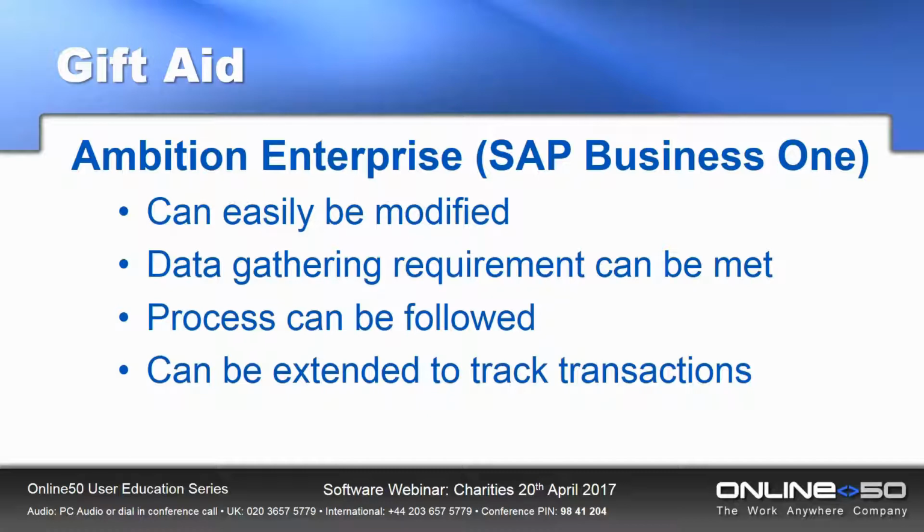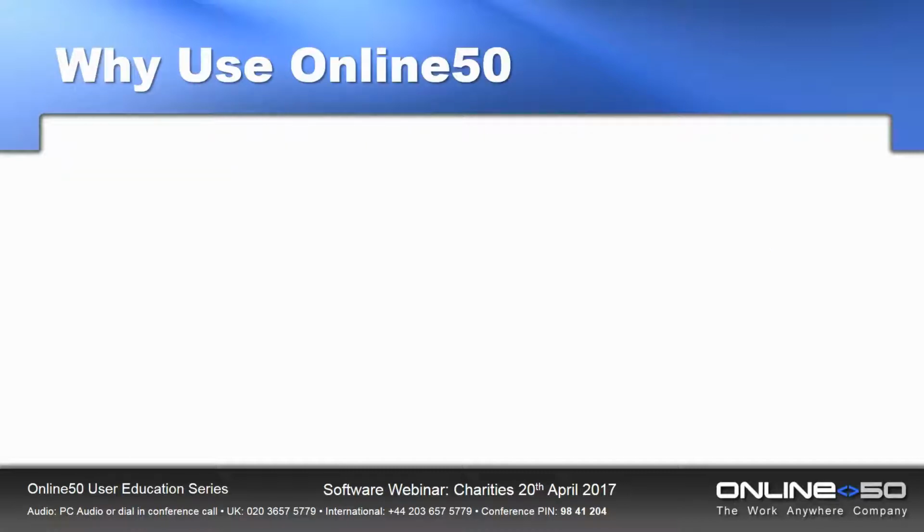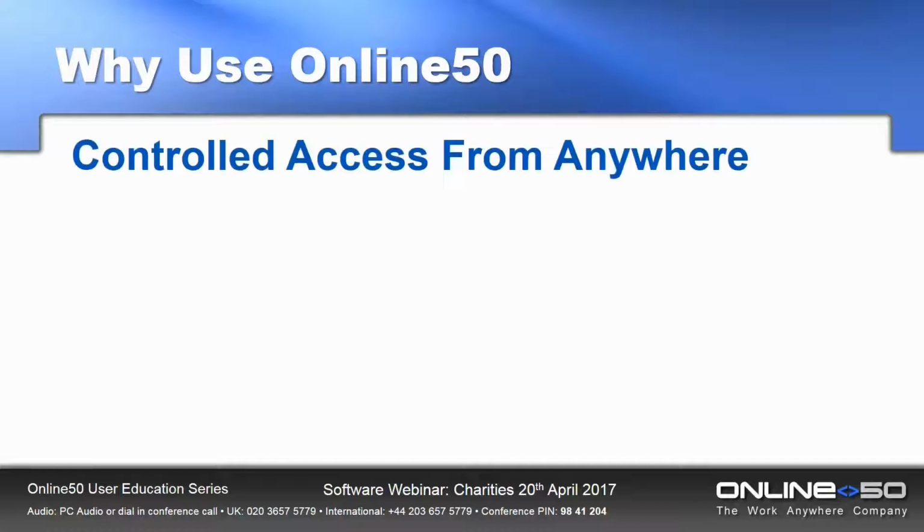Okay, so we're just going to summarise now. Why use Online 50 for a charity? There's a couple of significant points that are relevant to charities. Clearly, we're offering a fully managed, hosted solution with security-controlled access from anywhere. With the typical environment you have in a charity with external stakeholders, a lot of trustees are external to the business, as we've already said, then having a system that everybody can get access to when they need to is clearly going to be very helpful.